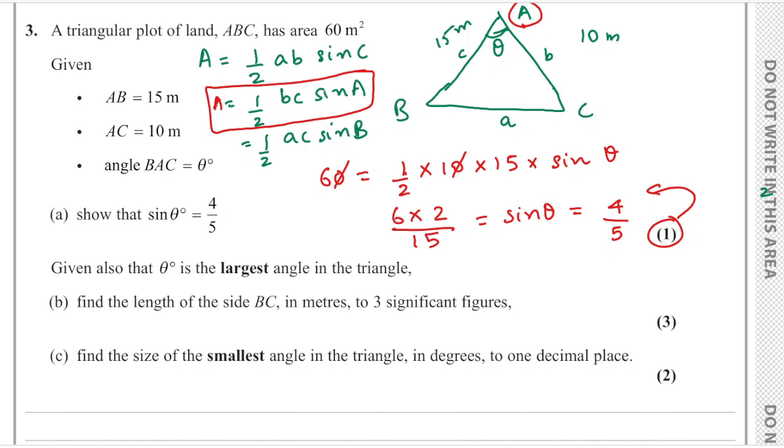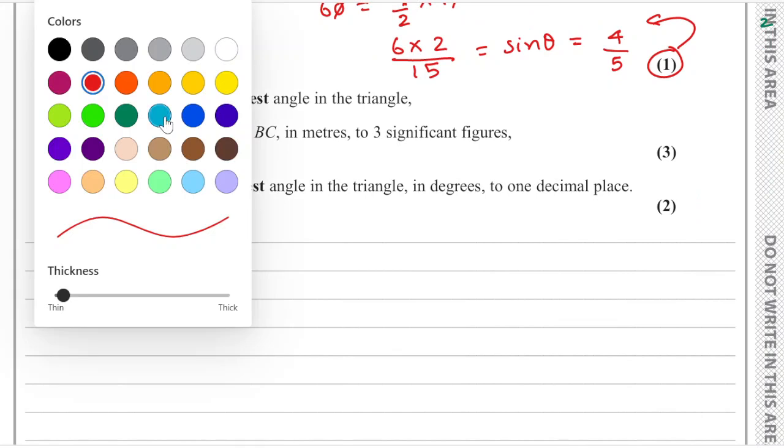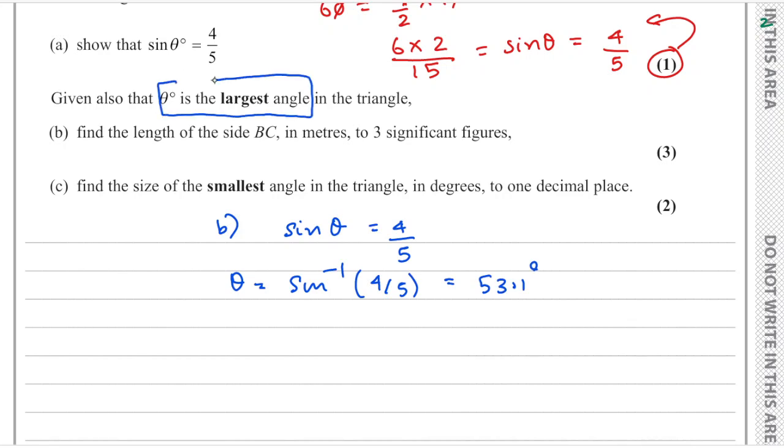Okay, now coming on to the next section, given that theta is the largest angle in the triangle, we need to find the length of the side BC in meters correct to 3 significant figures. Okay, so we already calculated sine theta, which was equal to 4 by 5. Now, when we take the sine inverse of this, that is sine inverse of 4 by 5, we are going to get the value of theta. If you do it on a calculator, you are going to get an angle of 53.1 degree, but it is given that theta is the largest angle in the triangle.